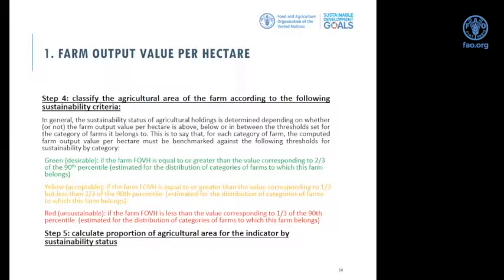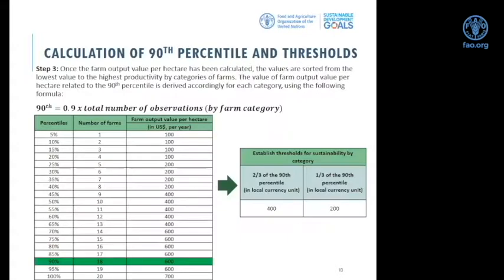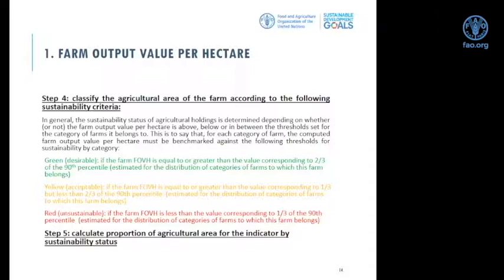So as you can see in the slide, the farm will be classified as green if the farm output value per hectare is equal to or greater than the value corresponding to the two-third of the 90th percentile estimated for the distribution of the category of farm to which this farm belongs. So we have estimated the farm output value per hectare for a given farm. Then we take the distribution of the farms to which this farm belongs. We arrange the farms' productivities from lowest to highest. We calculate the 90th percentile. From the 90th percentile, we calculate the two-third and one-third ratios. And based on that, we start comparing this particular farm's productivity with the two-third and one-third thresholds that we estimated from the distribution.